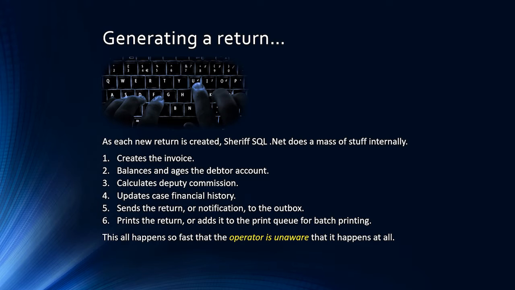As each new return is created, SheriffSQL.net does a mass of stuff internally. Creates an invoice. Balances and ages the debtor account. Calculates deputy commission. Updates case financial history. Sends the return, or notification, to the outbox. Prints the return, or adds it to the print queue for batch printing. This all happens so fast that the operator is unaware that it happens at all. Ray will now show you how a return is created.